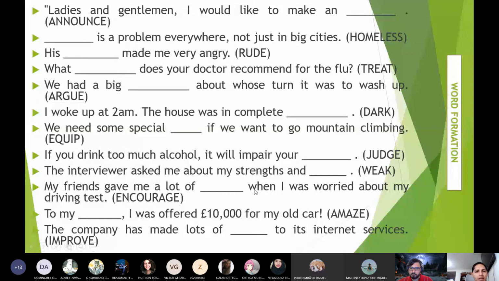Now you have encouragement, amazement, and the company has made lots of improvements. You cannot say improvement, because now you previously have lots of, and if you go for quantifiers regarding grammar, you will figure out that after lots of, you need a plural noun, improvements, so that your message can make sense. The company has made lots of improvements to its internet services.